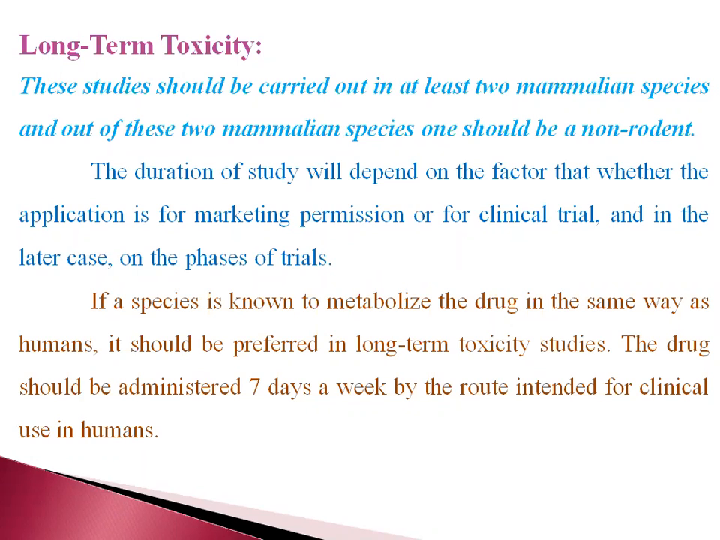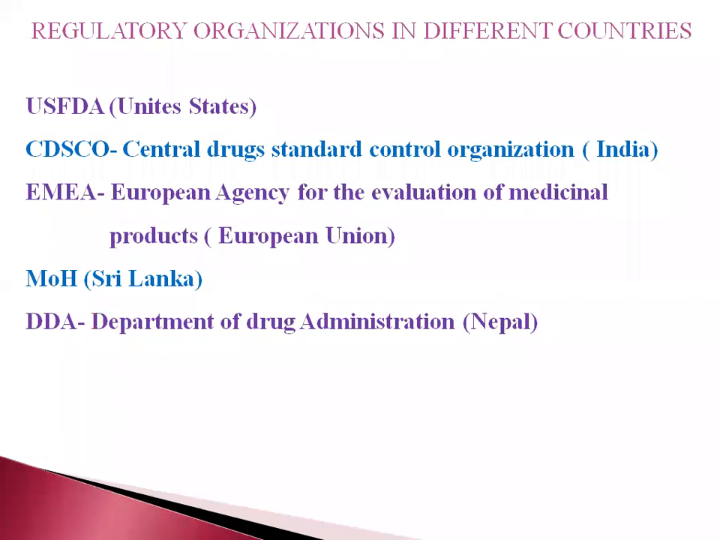If a species is known to metabolize the drug in the same way as humans, it should be preferred in long-term toxicity studies. So the ideal candidate for a long-term toxicity study is a species known to metabolize the drug in the same way as humans. In that case, we can go for a long-term toxicity study. The drug should be administered 7 days a week by the route intended for clinical study in humans. So this is the general procedure in long-term studies.